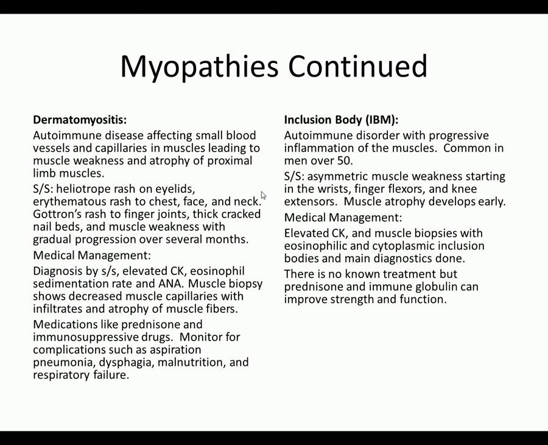inflammation of the muscles. Signs and symptoms are asymmetrical muscle weakness, beginning in the wrists and the fingers, the flexors, and the knees, the extensors. The atrophy develops early, and it can have facial muscle involvement. You'll see an elevated CK level, and muscle biopsy will show eosinophilic and cytoplasmic inclusion bodies, and this is your main diagnostic tool.